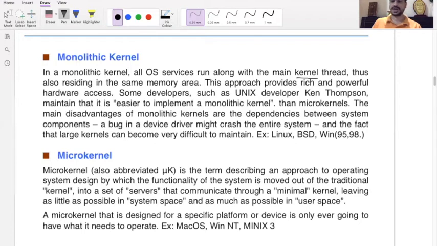This approach provides rich and powerful hardware access because everything will be run in supervisor mode. We don't have to change the mode all the time. So a program will easily get the hardware, and easily get different types of device drivers to manage. It doesn't have to change the mode.